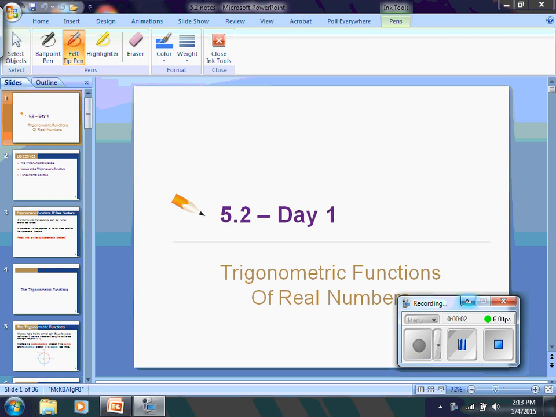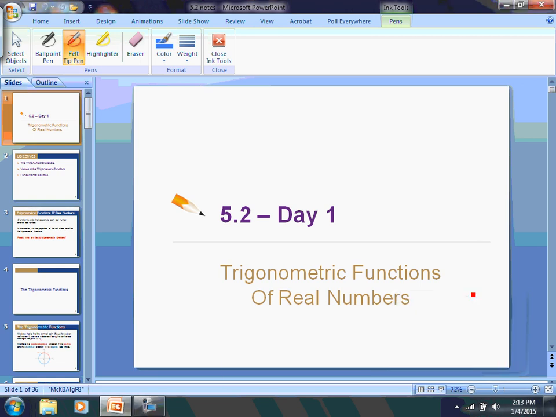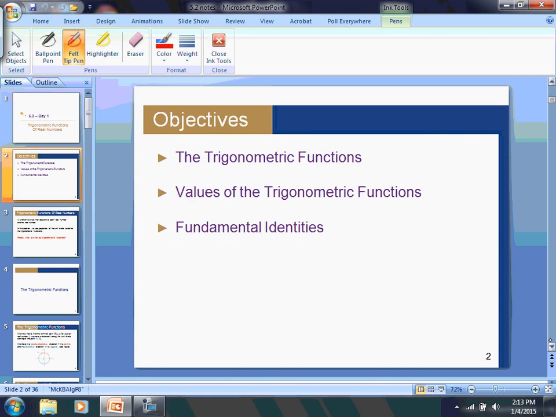Welcome to Mrs. Miller's notes for her pre-calculus class. These are the notes for section 5.2, day 1, entitled Trigonometric Functions of Real Numbers. Today we're going to focus on the 6 trigonometric functions and how they relate to the unit circle. And then we're going to find the values of some trigonometric functions using our unit circle.